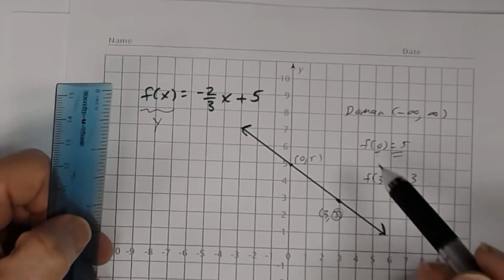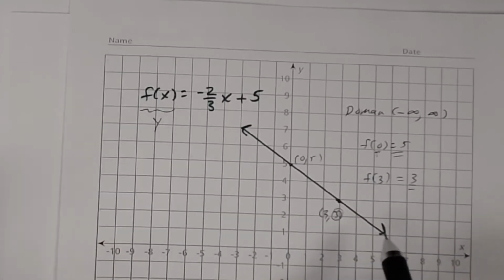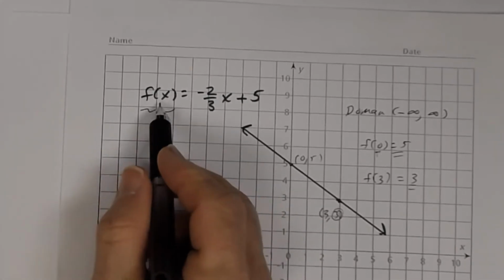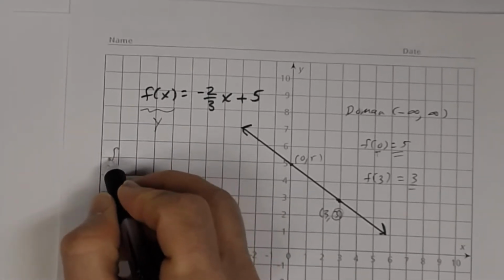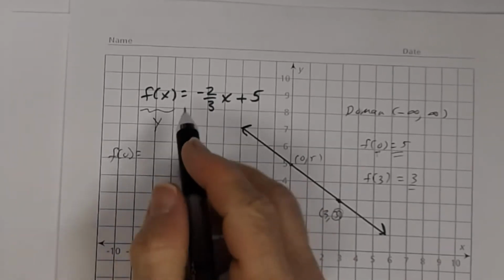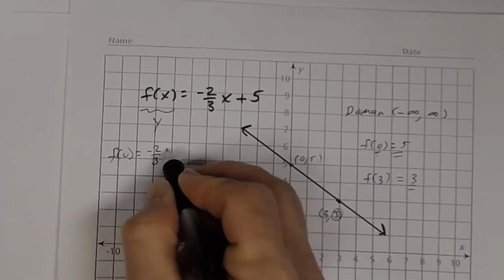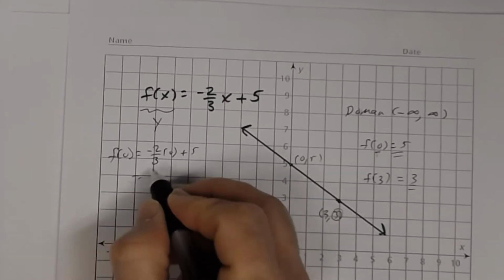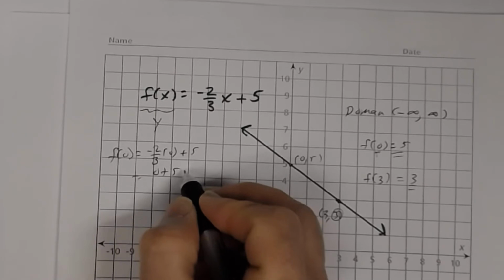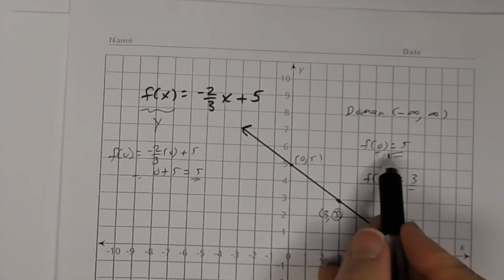And so from the graph, you could easily determine these function values. You could also do that from the function itself. So if I asked you again, what's f of 0, then you would go to your function f. You would say f of 0 equals, and wherever you see the variable x, you'd plug in 0. So you'd say negative 2/3 times 0 plus 5. And so negative 2/3 times 0 is 0, and 0 plus 5 equals 5. And so that's what you got here.